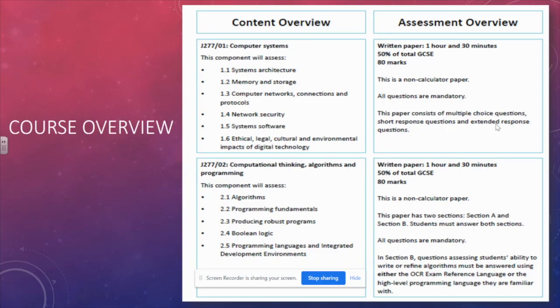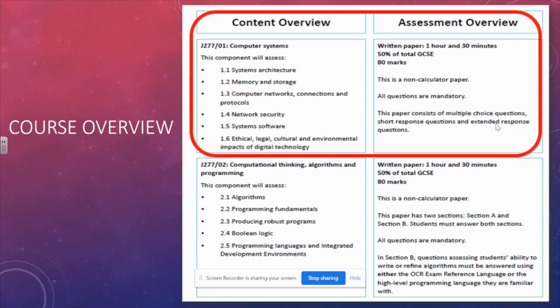The course overview. So the course is split into two main elements, the first of which is known as component 1. In this section I've listed the various units from 1.1 through to 1.6 that are covered in the course. Within those units, there are lots of different topics, and I'll explain what the topics are for each one in just a moment. In terms of assessment, this is assessed in an hour-and-a-half exam at the end of the course in Year 11, and that is worth 50% of the GCSE as a whole.